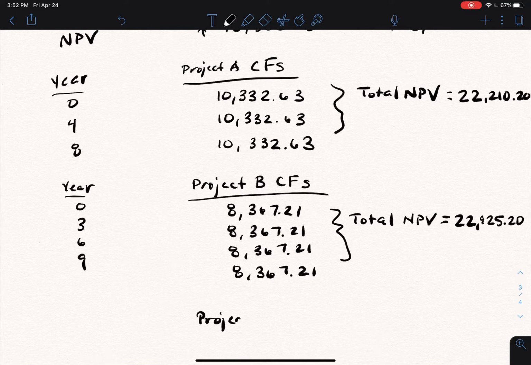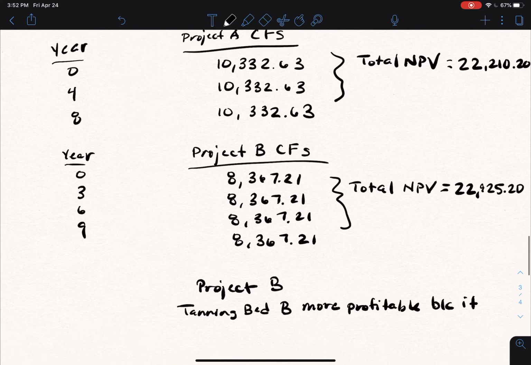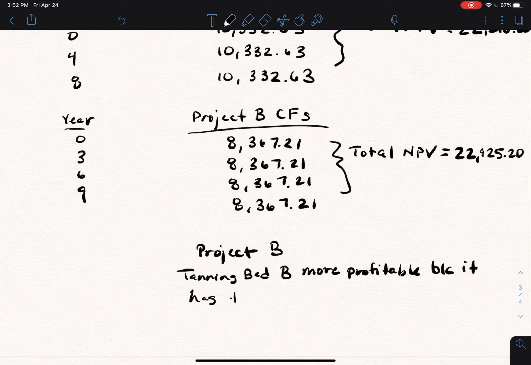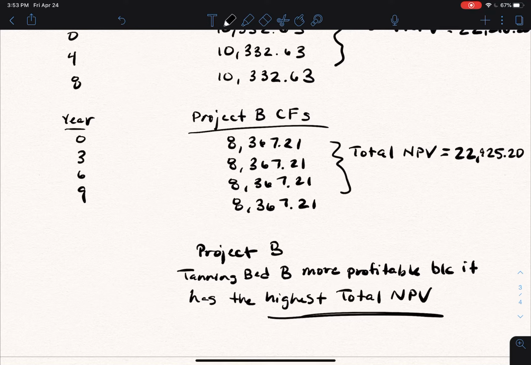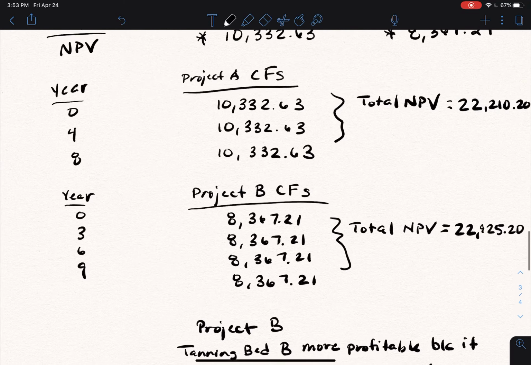But now that we have these two, what we know without a doubt is that Project B, or tanning bed B, is actually the more profitable project, right? Because it has the highest total net present value. And we know that because we used the replacement chain method to figure that out, which is actually the opposite of the initial conclusion that we came to, right?